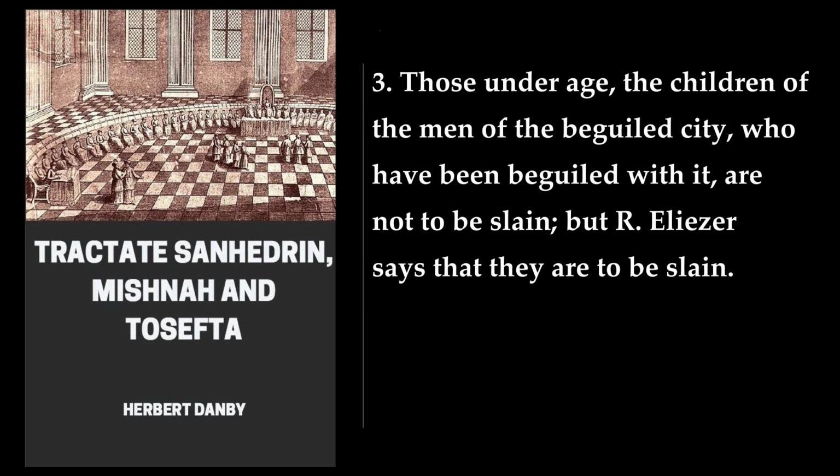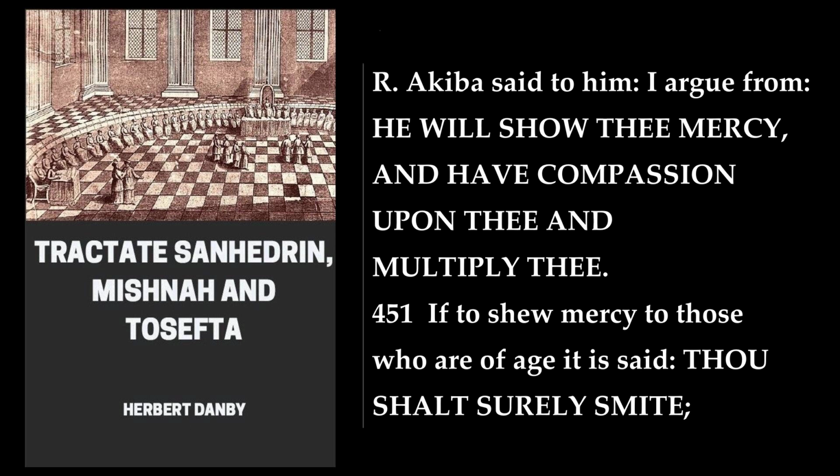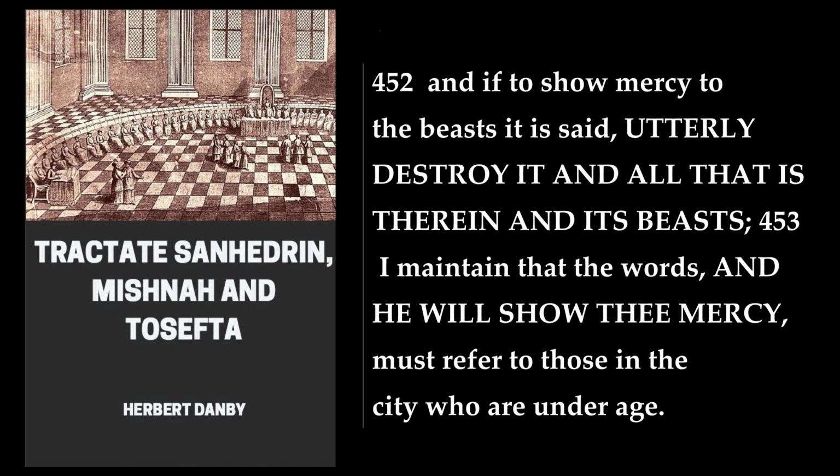3. Those under age, the children of the men of the beguiled city, who have been beguiled with it, are not to be slain, but our Eliezer says that they are to be slain. Our Akiba said to him, I argue from, "he will show thee mercy, and have compassion upon thee and multiply thee." For if to show mercy to those who are of age it is said, "thou shalt surely smite," for and if to show mercy to the beasts it is said, "utterly destroy it and all that is therein and its beasts."